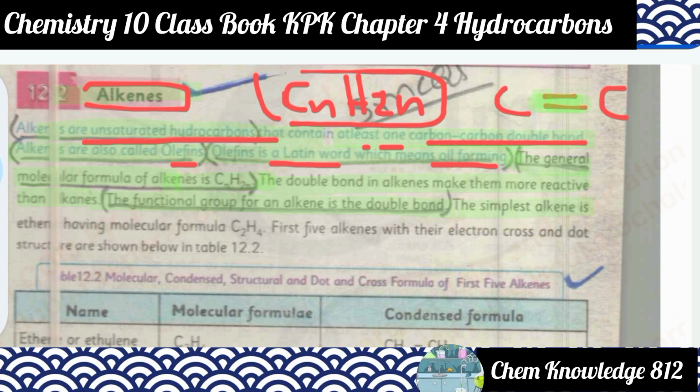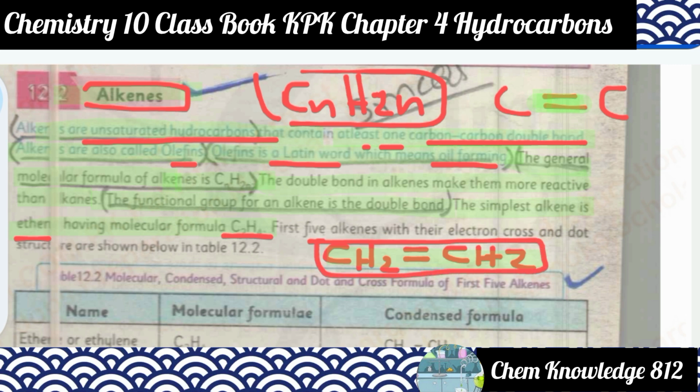The simplest alkene is ethene having molecular formula C2H4. So the simplest alkene is ethene, and its formula is C2H4. This is the ethene having a double bond. So this is C2H4, the ethene having a double bond.